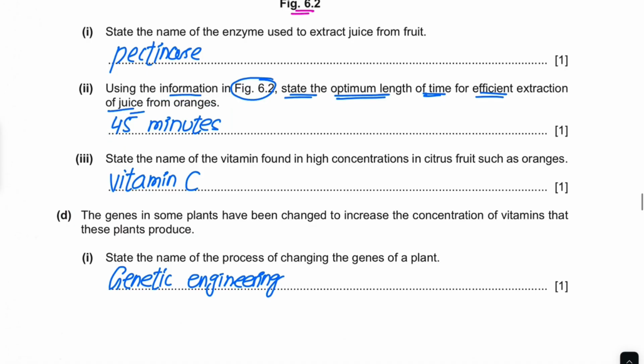Now for the third point, they ask: state the name of the vitamin which is found in higher concentration in citrus fruit such as oranges. So we know this is vitamin C.